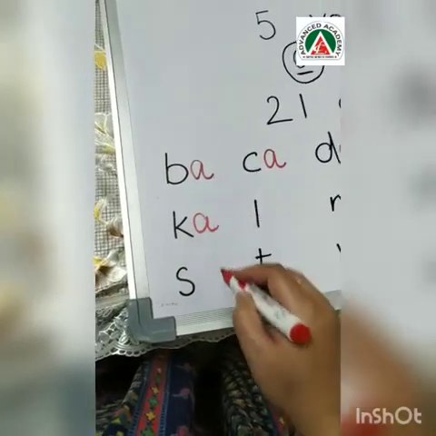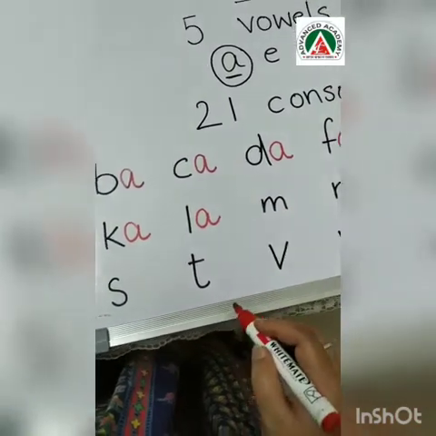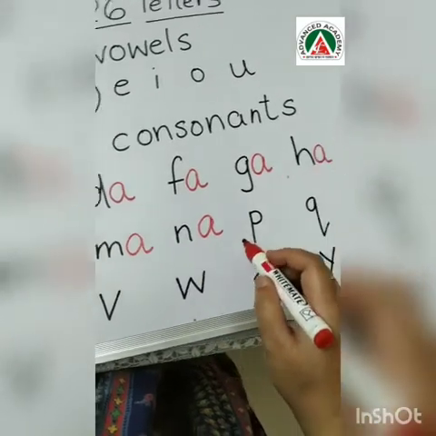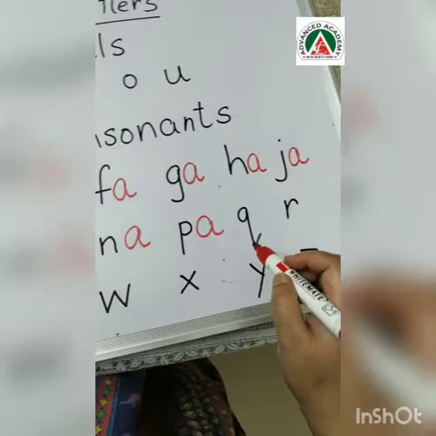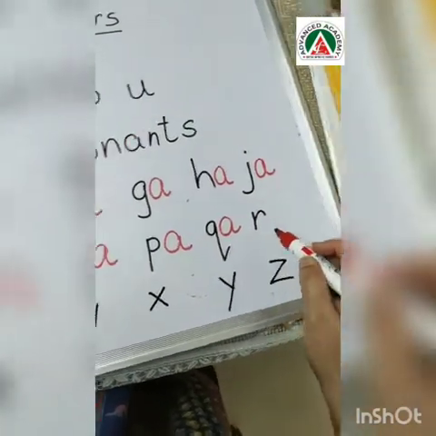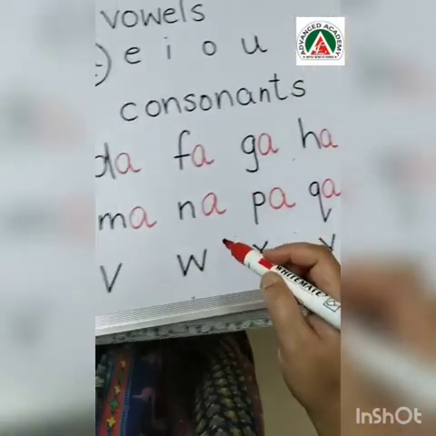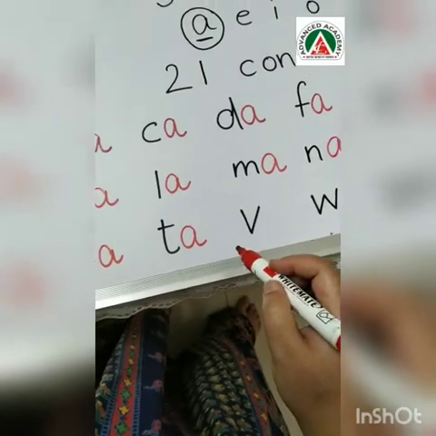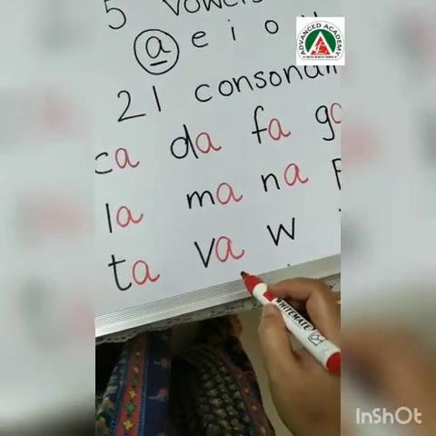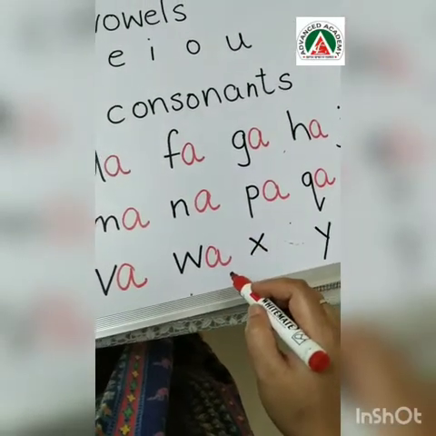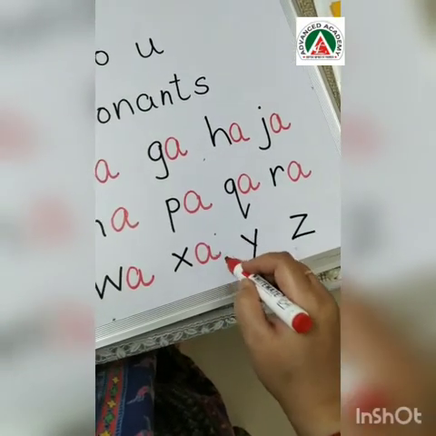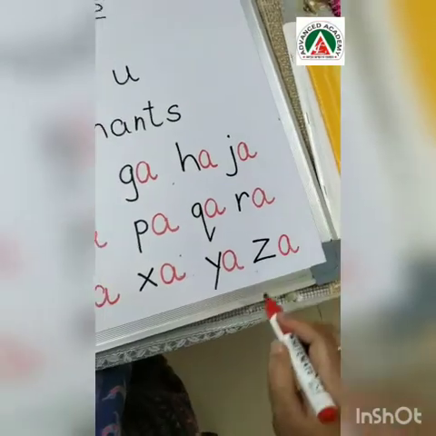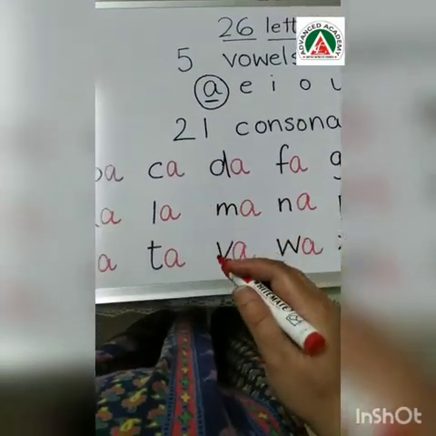K A ka, L A la, M A ma, N A na, P A pa, Q A qua, R A ra, S A sa, T A ta, V A va, W A wa, X A xa, Y A ya, Z A za. So children, you all have to understand the sound.